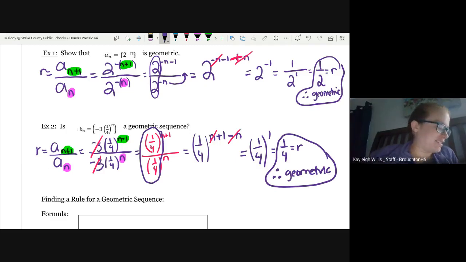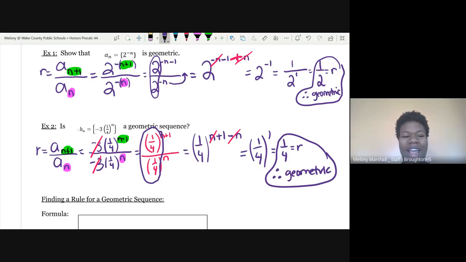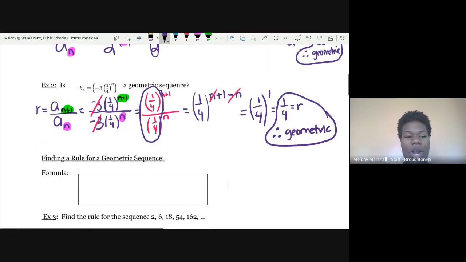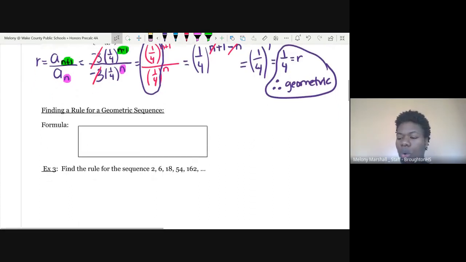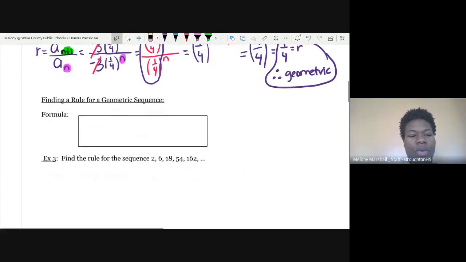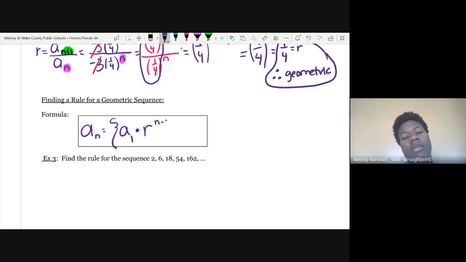Makes sense. And that's it. All right. The last little section for my part is finding a rule. So here's the rule, the formula: a sub n equals a sub 1 times r to the n minus 1. It seems like a difficult formula, but it's fairly simple.